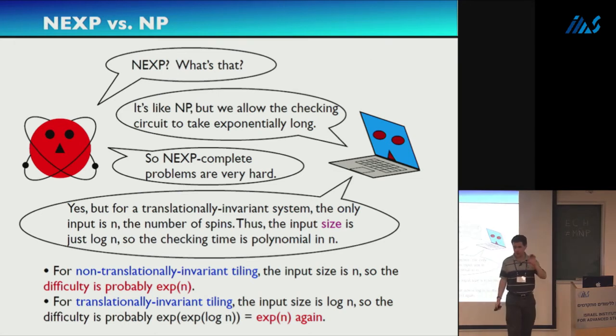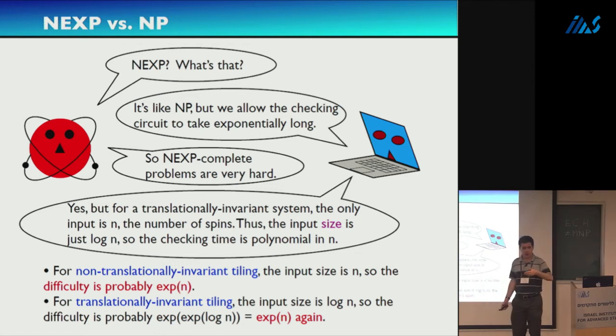So next is non-deterministic exponential time. So it's like NP, but it takes exponential time to check the answer. Okay, so why is that? And why do we need that? The reason is that in the translationally invariant problem, the nearest neighbor term, the Hamiltonian that's interacting nearest neighbors, is the same from place to place. So the only input we have in the problem is how big it is. It's an n by n system, okay? And the number of bits it takes to specify n is only log n, okay?